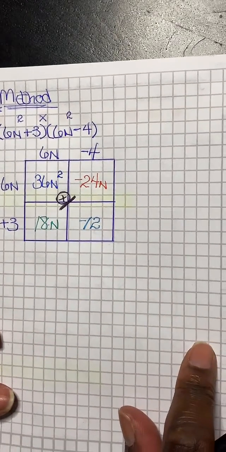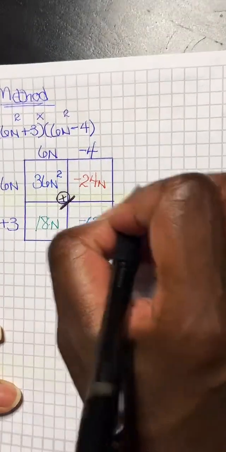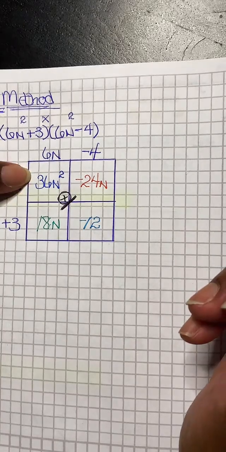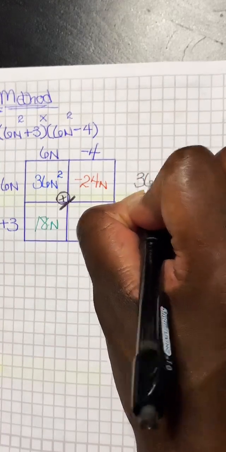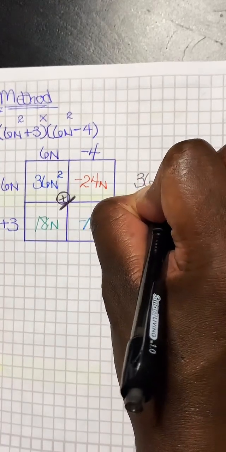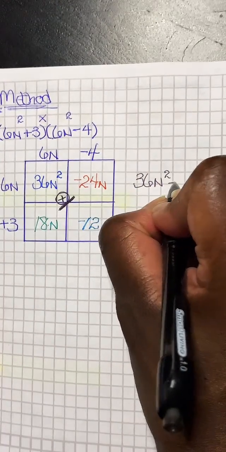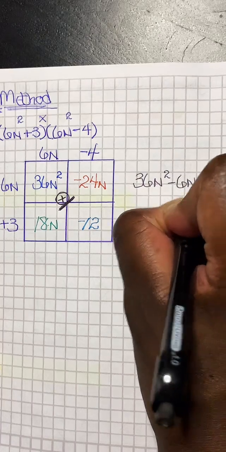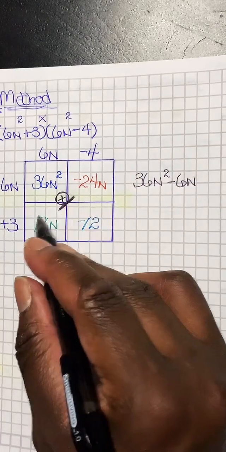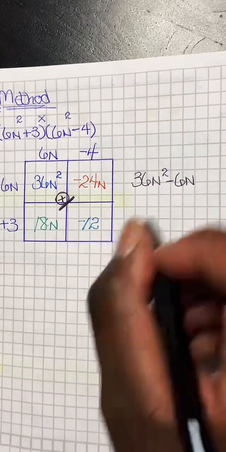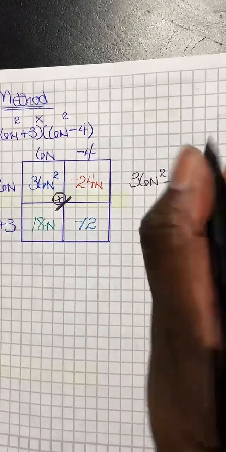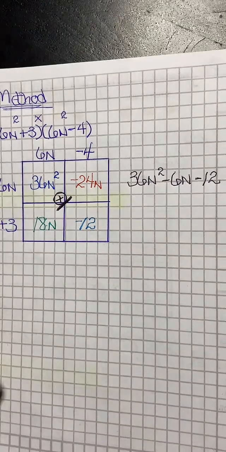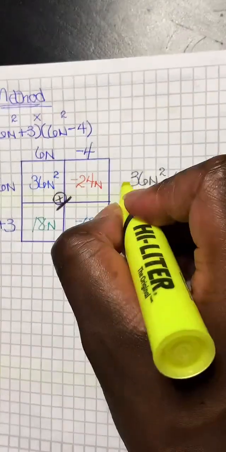So I'm going to slide over a little bit, and I start with the highest degree. So I have 36n squared, that negative 6n that we found by combining my like terms, minus 12. This is my answer.